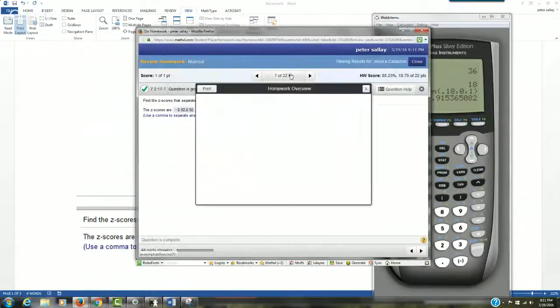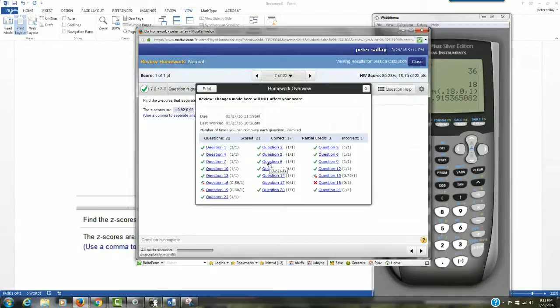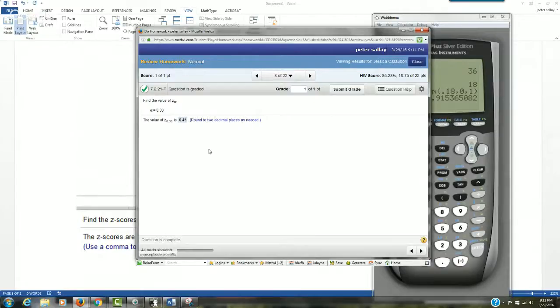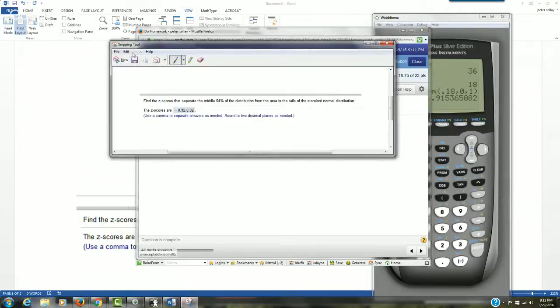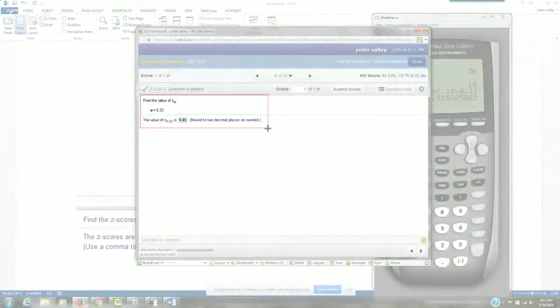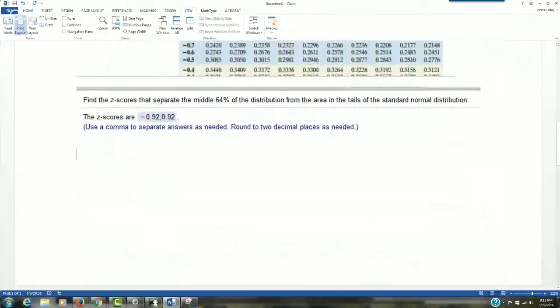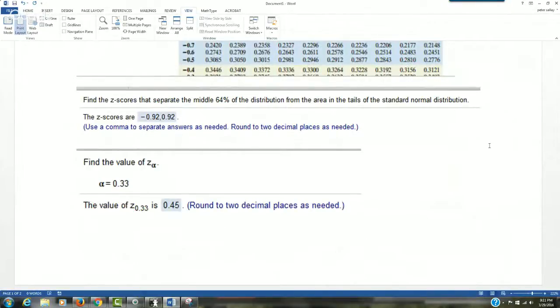All right, let me go back here. Let's try number 8 and see what it looks like. Is it that one with the alpha? It's asking about a critical z. I'll show it to you. Yeah, that's the one. So this alpha here represents, I mean, we're talking about z-scores here. So it's a z-score related to 0.33.